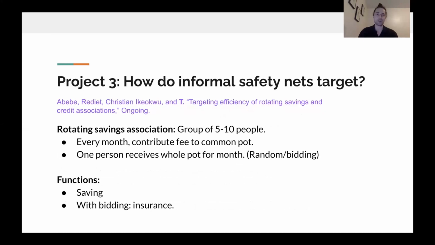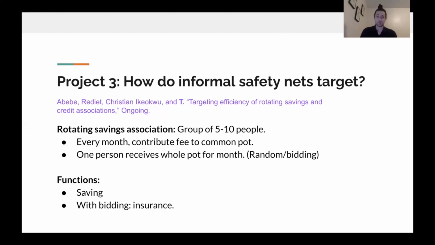The last thing I want to tell you about is a project of myself, along with our group's Bedia de Bebe and our student Christian Okokwu. And it asks the question of how do communities provide for their most vulnerable on their own? And we look at an arrangement that might be familiar to some of you. So this is sometimes called a rotating savings association or a rotating credit association. The way it works is you have a group of maybe 5 to 10 people who get together every month. And every month, every member contributes some amount of money to a common pot. And then one member receives all of the money in the pot. This is maybe decided at random or via some sort of bidding process.